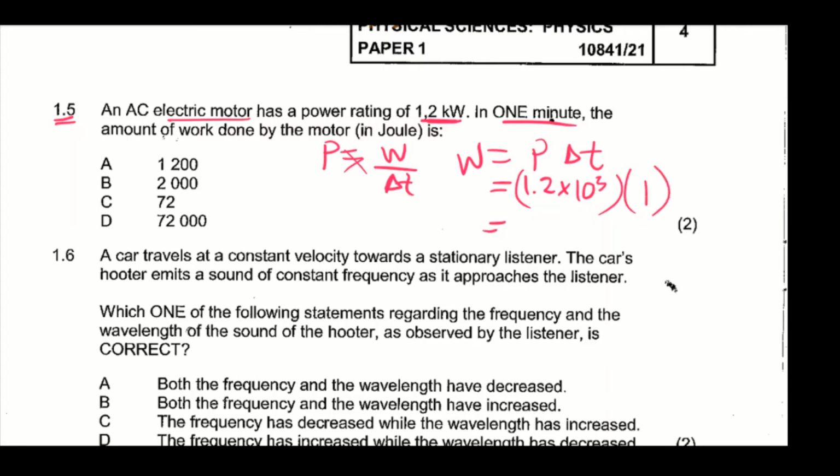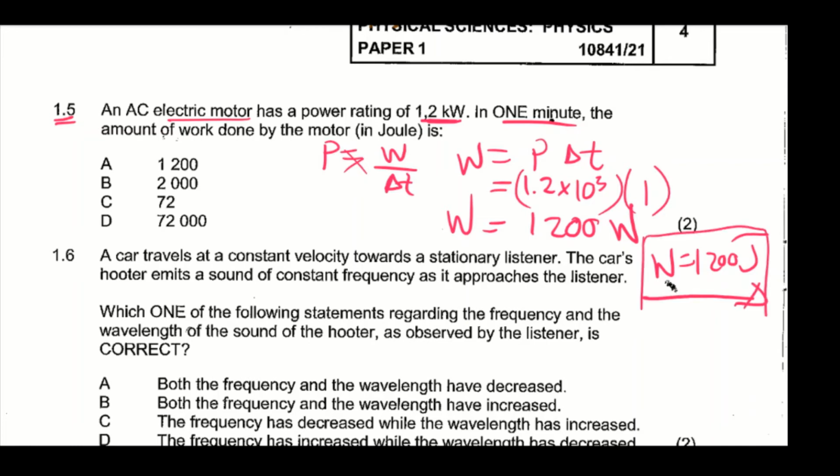So the work done here is 1,200 watts, which you can also write as joules, right? So you can say work done is equals to 1,200 joules. So this is the answer that I'm getting here. It's actually this option A here. I know in the memo you will find this answer here. So if by any chance in your calculations you find this answer, please let me know in the comment section below. But otherwise, this is what I'm finding, option A for this question here.